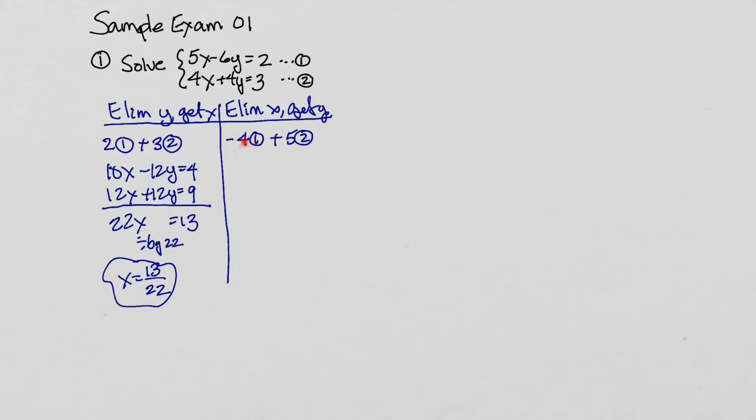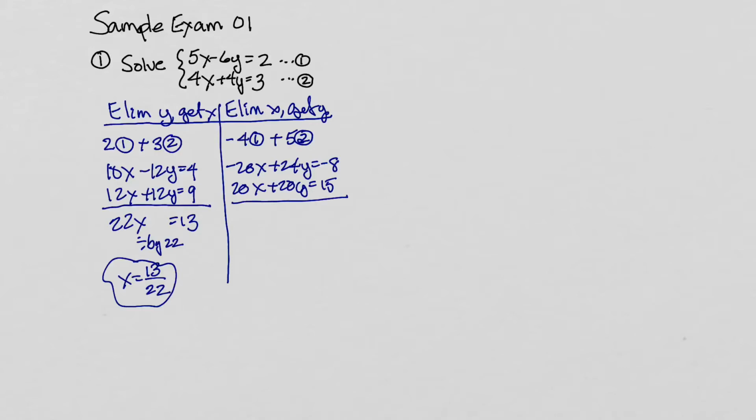So multiply equation 1 by negative 4. So everything in that top equation gets multiplied by negative 4. So how about negative 20x plus 24y equals negative 8? Multiplying everything here by negative 4. And then the second equation, we're going to multiply by 5. So this will give us 20x plus 20y equals 15.